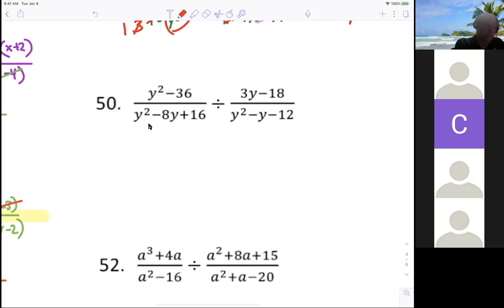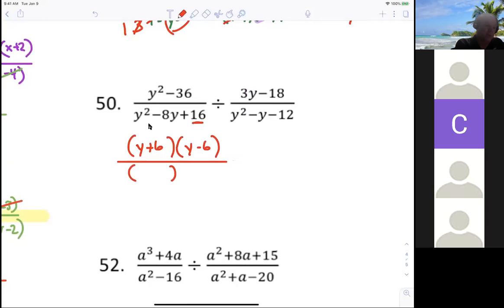All right, factoring the top, y plus 6, y minus 6. The bottom fraction, factors of 16 that make 8. y minus 4 and y minus 4. All right, times the reciprocal. Now this is factoring here. y minus 4, positive 3. All over.